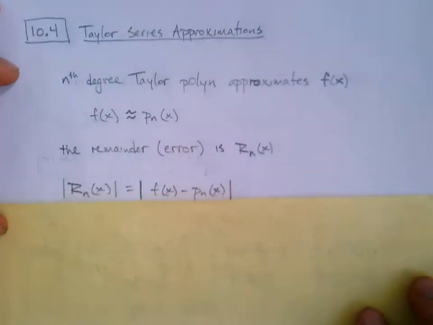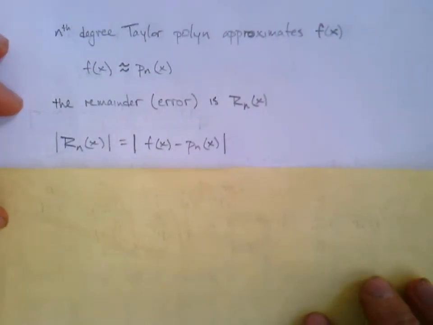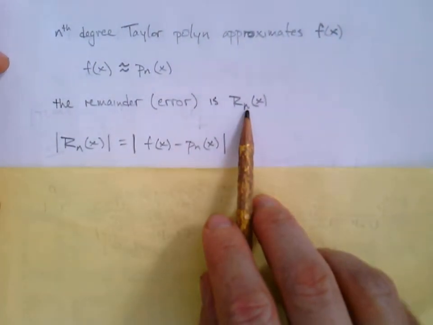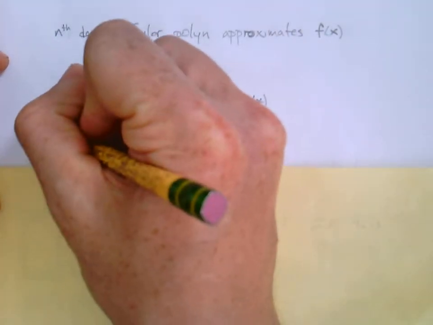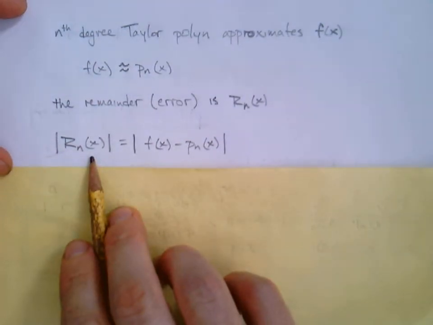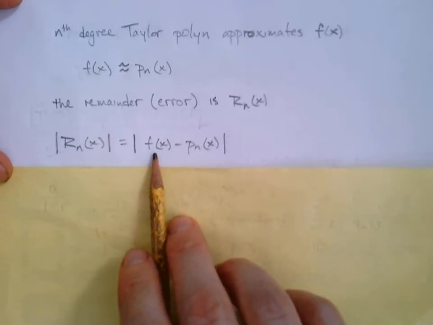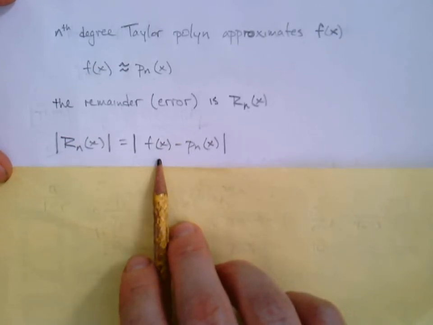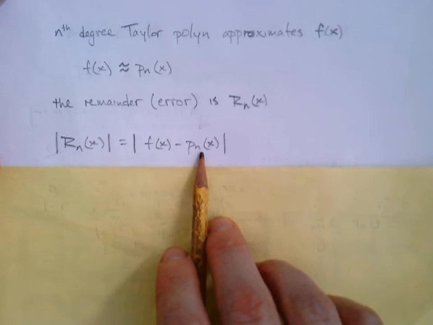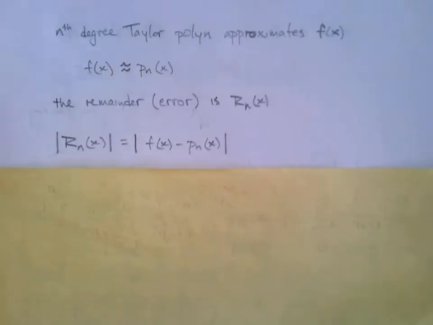Here's what we know. Whatever that remainder is, and by the way, we always think of remainder as positive. It's like a distance, like an error. Error is always thought of as being positive. So the absolute value of the error, well, wouldn't that be the difference between the original function when you evaluated x and the nth degree Taylor polynomial when you evaluated x? So if you take that difference, that's going to be the error, right?